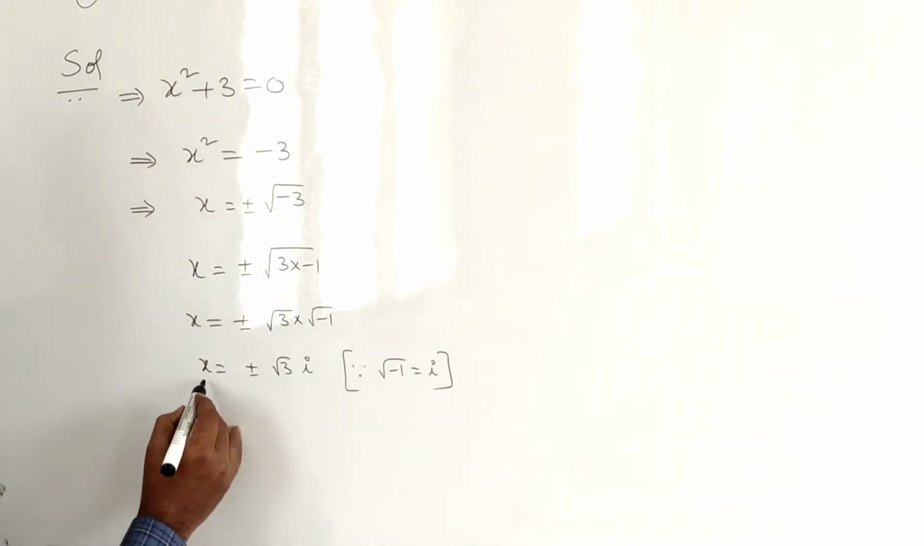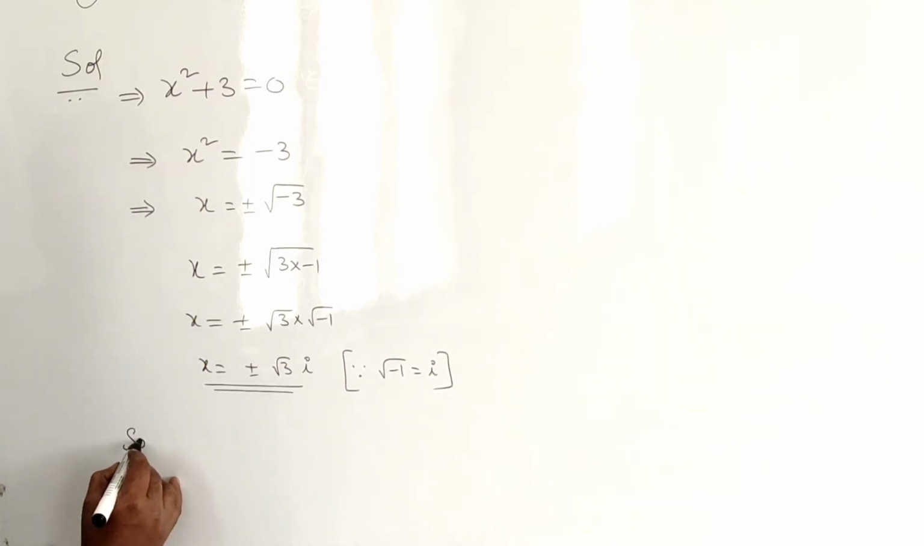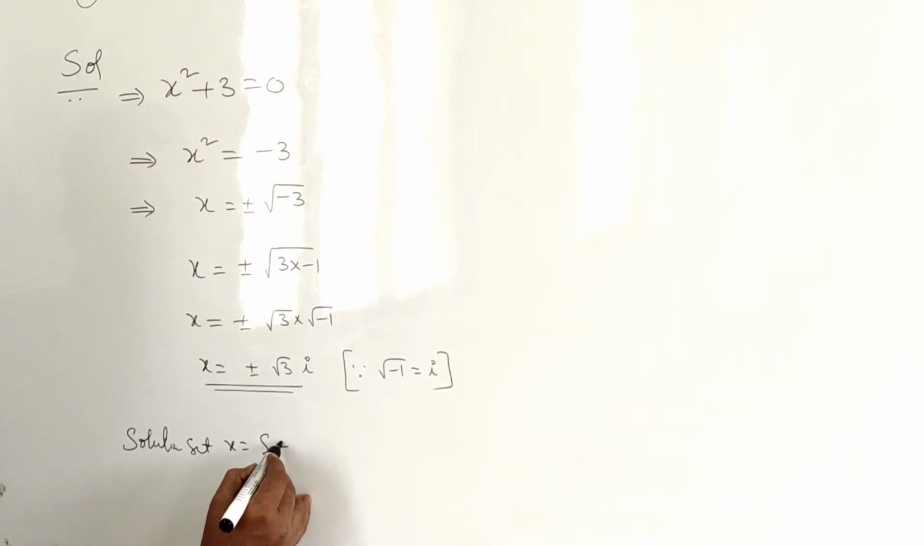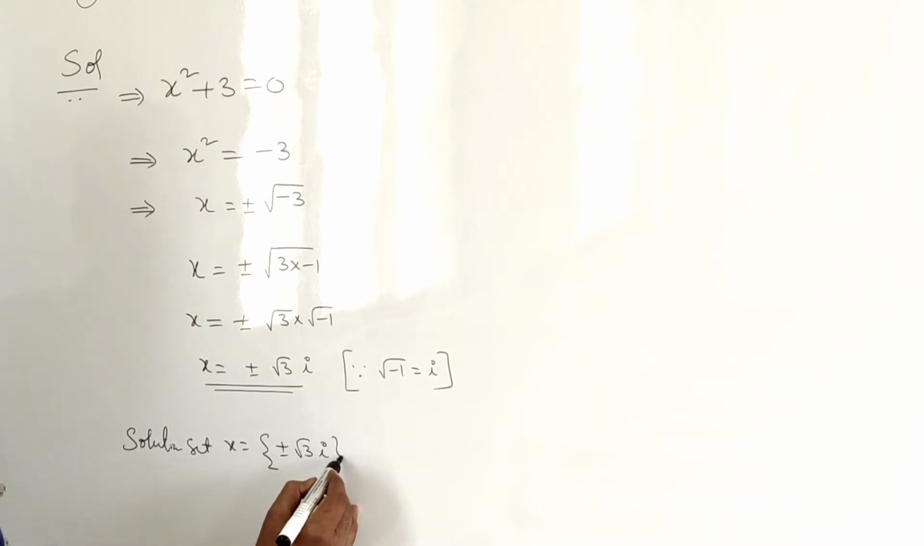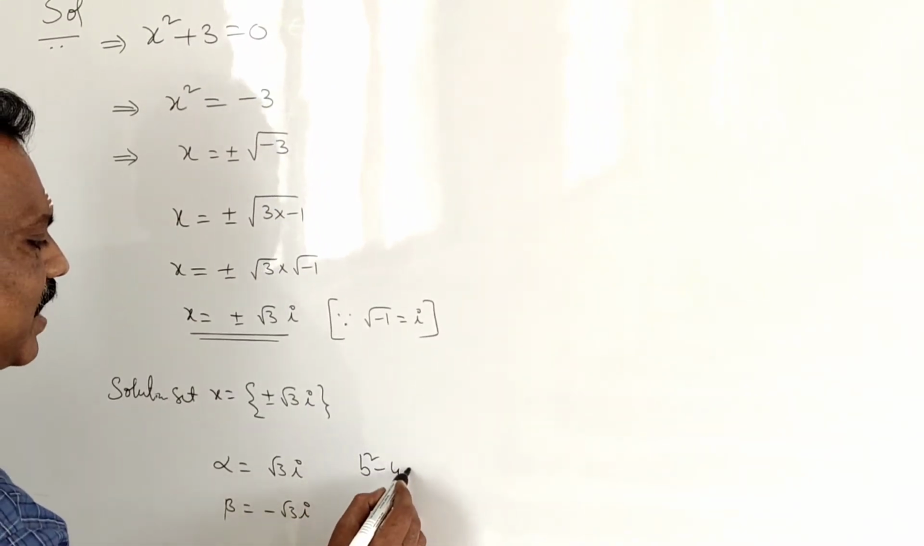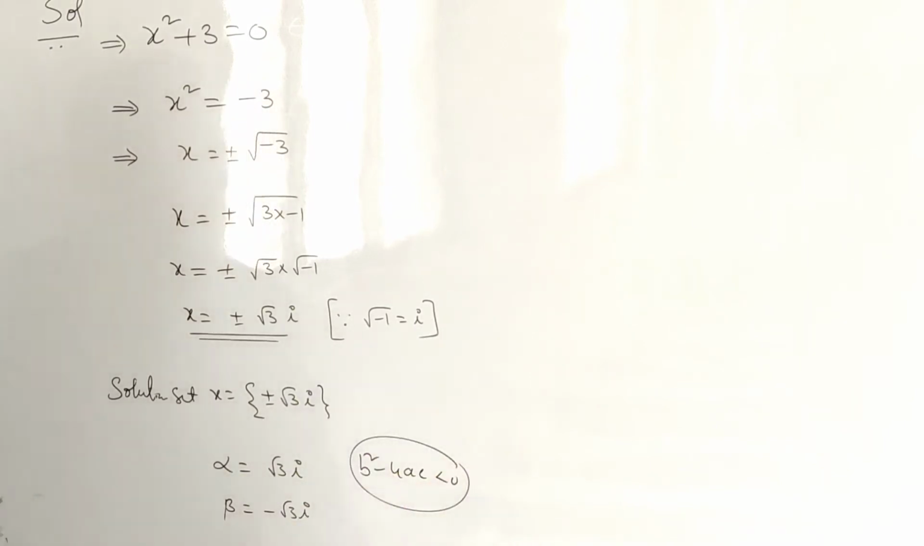Correct, students? So what is the solution of this equation? You can write the solution set as x is equal to plus or minus root 3i. Here we have two roots: plus root 3i is one root, minus root 3i the other root. Say alpha is root 3i, beta is minus root 3i. I told you if b square minus 4ac is less than 0, the roots are complex, and those roots are conjugate to each other. Correct or not, students? What is meant by conjugate? I replace i by minus i. Only the difference is the negative sign.